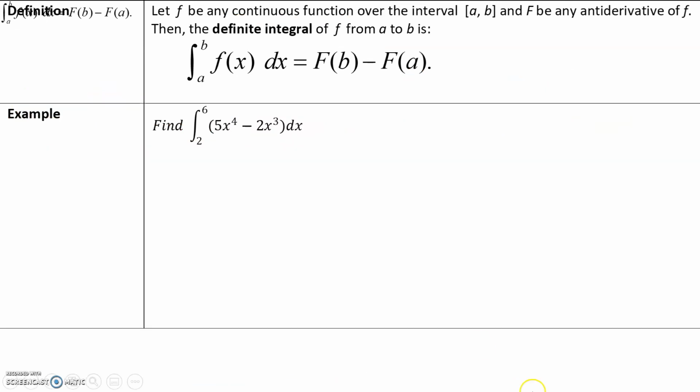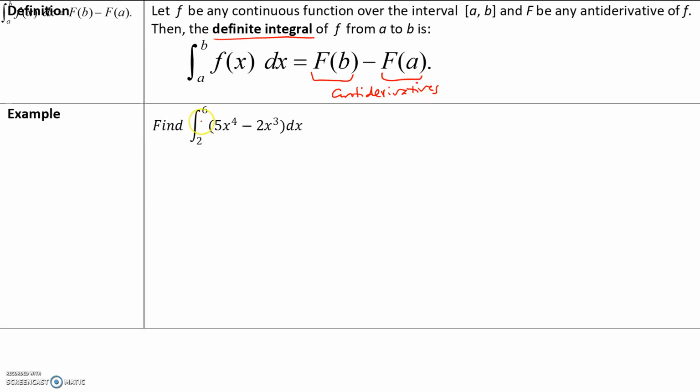Okay, now here's a definition. The definition states that if f is any continuous function over the interval a comma b, and F is the antiderivative of f, then the definite integral. So definite integral is when you go from a particular point to another particular point of f of x dx equals F of b minus F of a, where the big F and the big F, these are the antiderivatives or the integrals of the small f.